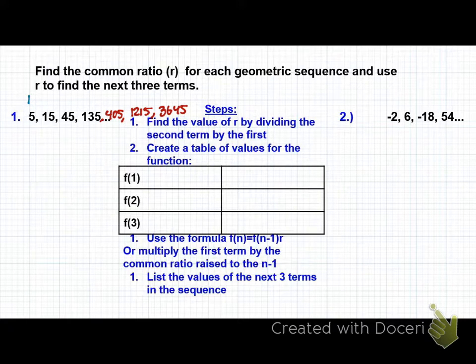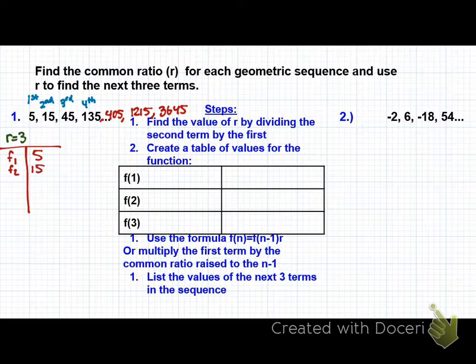So, when you look at the sequence, 5 is the first number in the sequence. 15 is the second number, 45 is the third, 135 is the fourth, and so forth, right? And we have a common ratio of 3, meaning each number is being multiplied by 3 to get to the next number, okay? So what you could do is make a table to organize all of your information.